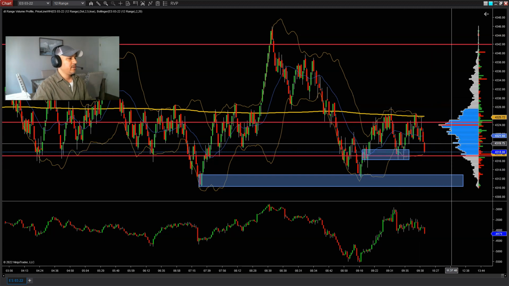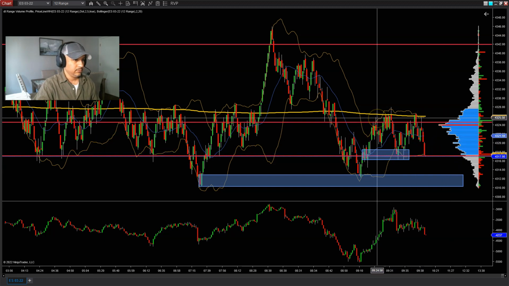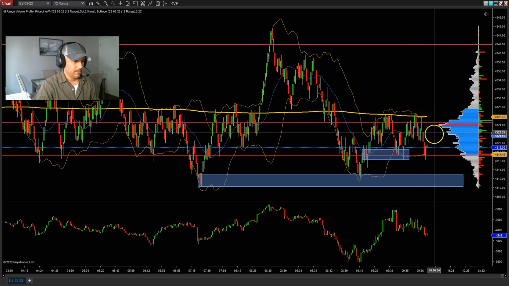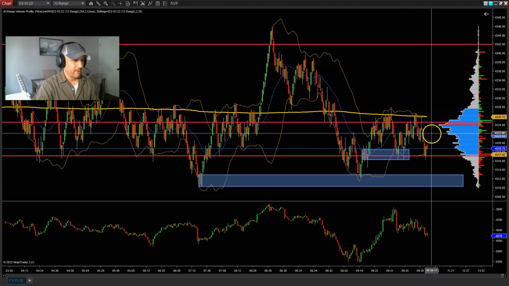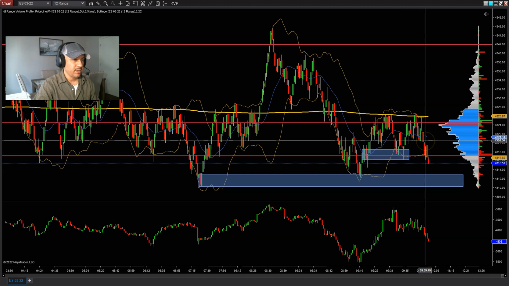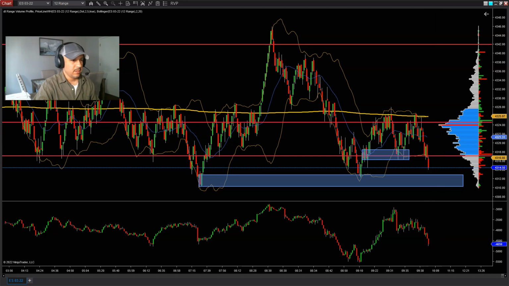It may try to push lower now. Yep, it's bouncing again. It could bounce back up to this area right here. Oh, let me see something here. Oh, it's pausing right here. Okay, I see why. Yep, see it trying to break lower. There you go. Trying to break lower.